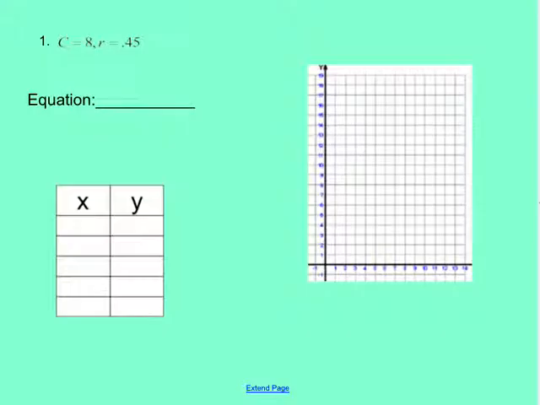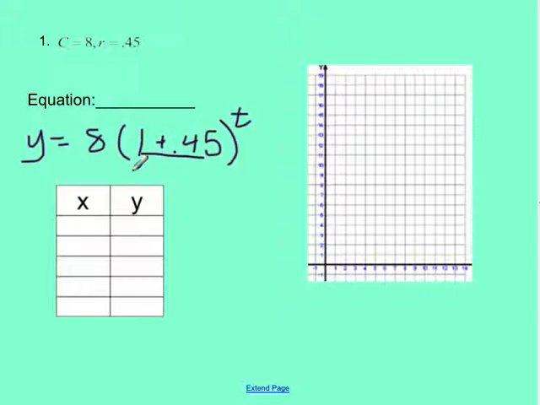So first thing we want to do is write out our equation. Well, I'm just going to start by writing it down here. So I'm going to plug in my c, which is 8, and then 1 plus my rate, which is 0.45, and that's going to be raised to the t power. So when you guys give me the actual written out equation, I want you to take the time to actually add those together. So you end up getting y is equal to 8 times 1.45 raised to the t power. So that's the equation that we're going to be graphing.